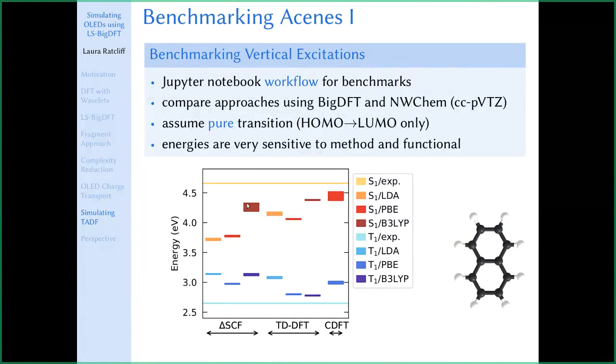So here I'm showing that the width of this line basically means that there's some deviation between our BigDFT results and the NWChem basis set. But what you can see is that the constrained DFT gives us results which are relatively in line with TD-DFT. And particularly for constrained DFT, we're only using PBE, so a semi-local functional, but the results agree relatively well with what you would get using a hybrid functional.